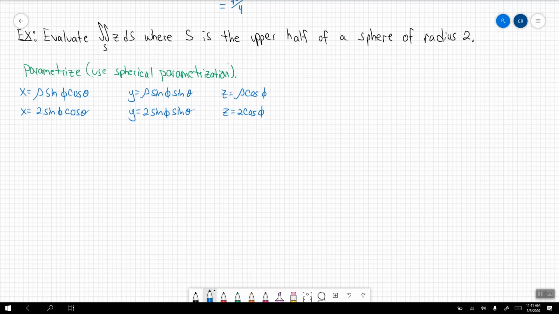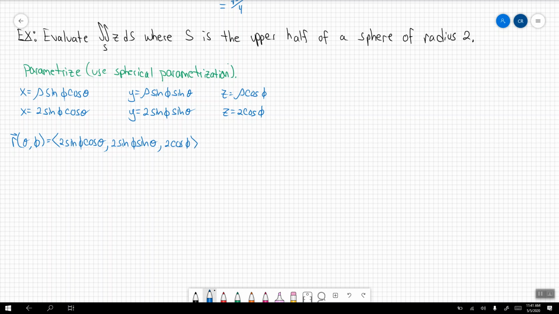Now, once I have this parametrization, I'm going to say, okay, my parametrization r is going to have two different variables. We have theta and we have phi, so I'm just going to do theta phi in this particular case. If you want, you can use other variables, and that's perfectly fine. Alright, so here goes my parametrization. My x coordinate is going to be 2 sine phi cosine theta. Y coordinate is now 2 sine phi sine theta. And the z coordinate is 2 cosine phi.